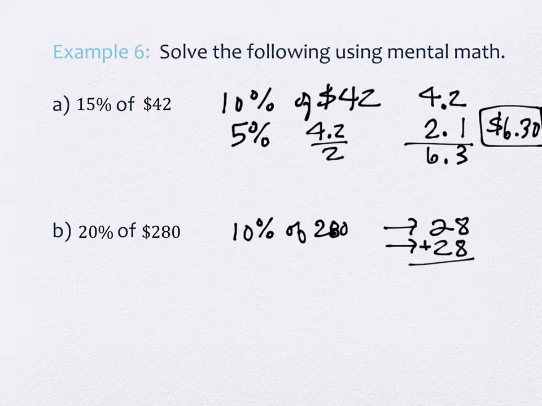Add. And now some of you might have thought, well, I wouldn't have done it with addition. I just would have doubled it, right? 10% would be doubled, and then I'd get my 20%. So this is 56. So a couple different ways of thinking about it. 10% twice.